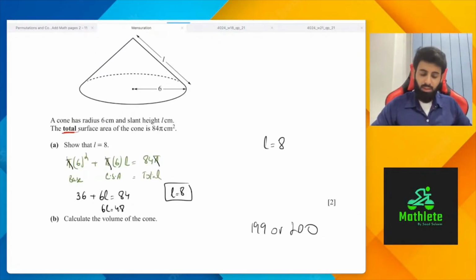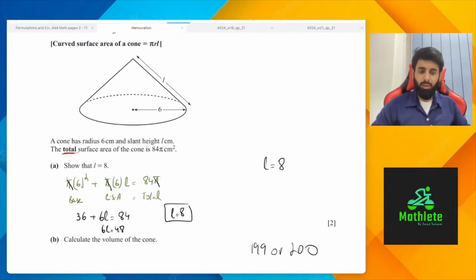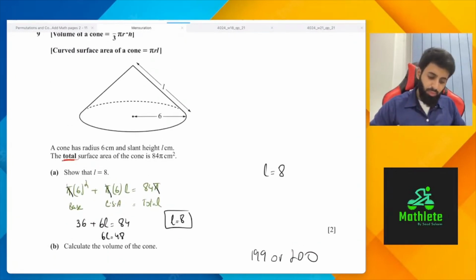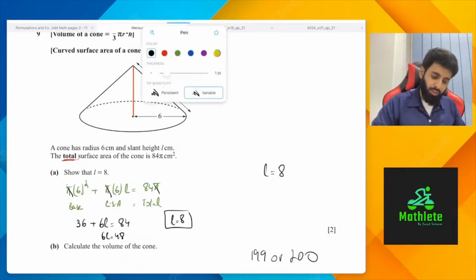Okay, volume of the cone, very simple. We have all the ingredients. Actually, we don't have all the ingredients. We need to work out the height. So how are we going to work out the height? The slant height is 8. Height is not given, but we can very easily work it out. So we're going to call this h.